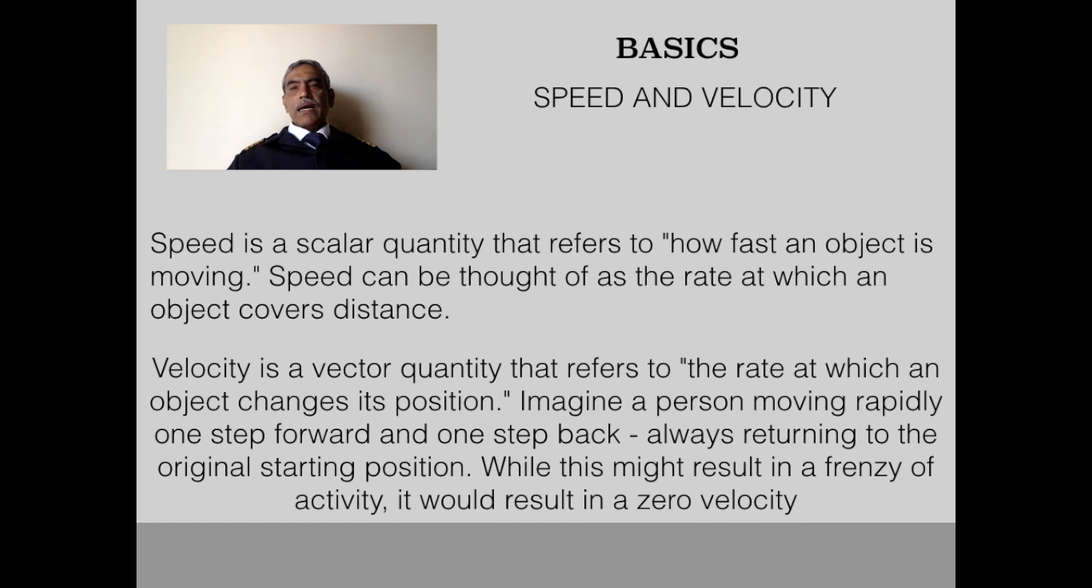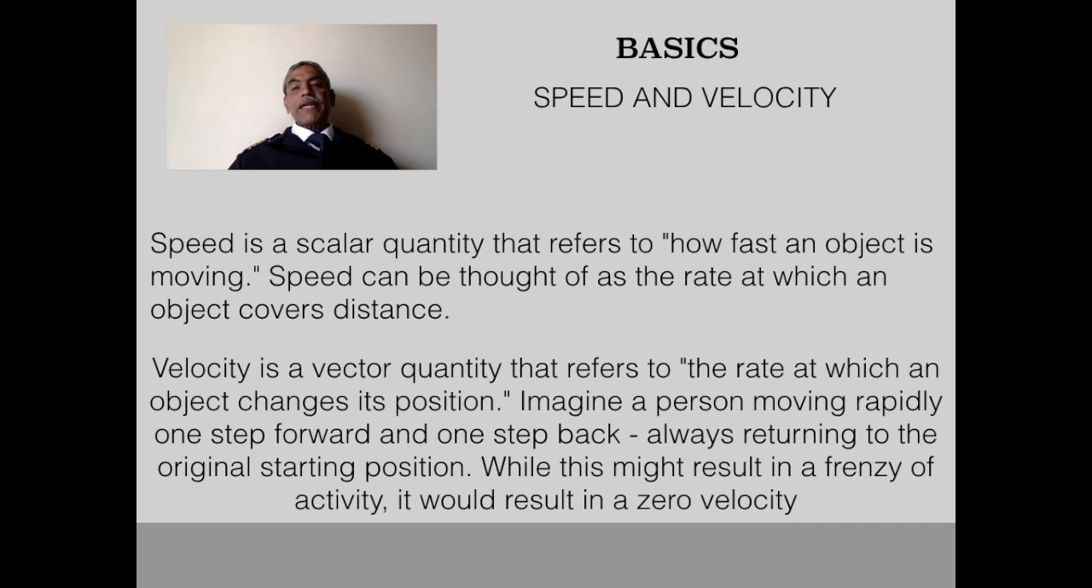What we are going to talk about is kind of preparatory for the next classes to come. Now we are getting on to actual business, and let's discuss two concepts: speed and velocity. Speed is a scalar quantity that refers to how fast an object is moving. Speed can be thought of as the rate at which an object covers a distance. That means it changes its position by a particular distance in a particular time. So the total change in distance per unit time is called the speed. Of course, there is no direction at the moment.